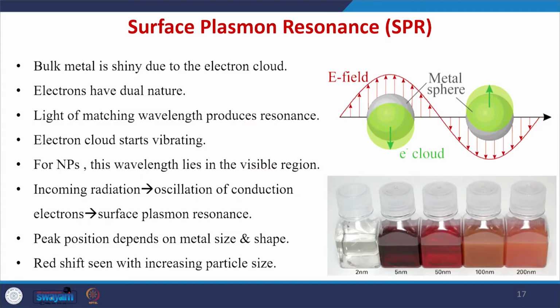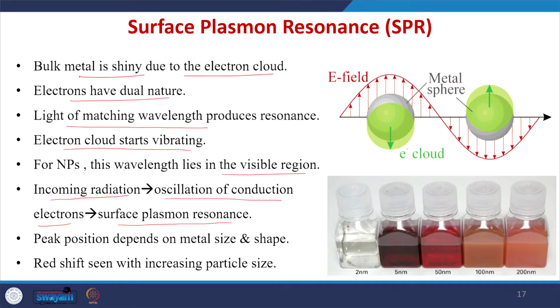Most of you know, whenever we go to the jewelry shop, we can see that the bulk metals are shiny in nature. So, what is the reason? The bulk metal is shiny due to the electron cloud, and these electrons have dual nature. When we have light of matching wavelength that produces the resonance, then the electron clouds start vibrating. For nanoparticles, this wavelength lies in the visible region. When you have the incoming radiation, that leads to oscillation of conduction electrons in the nanoparticle, and that leads to surface plasmon resonance. Here the peak position depends on the metal size and shape.